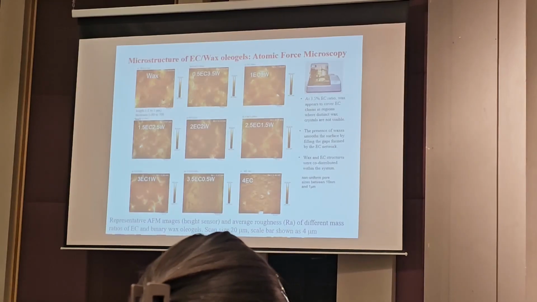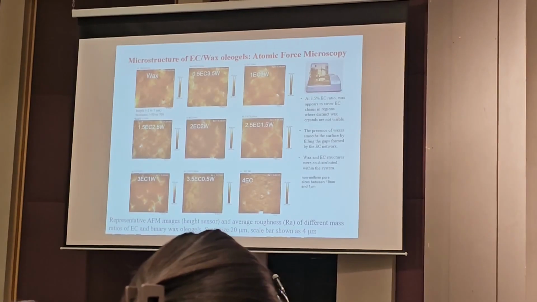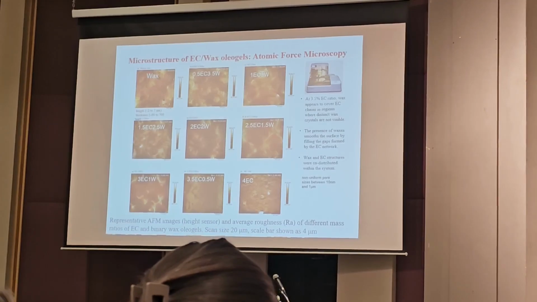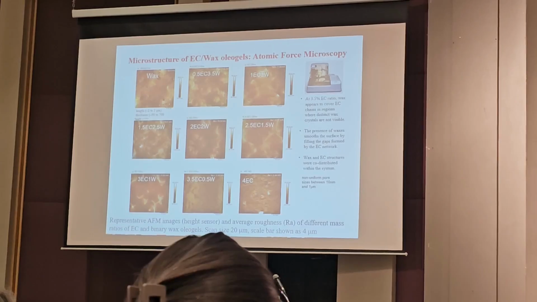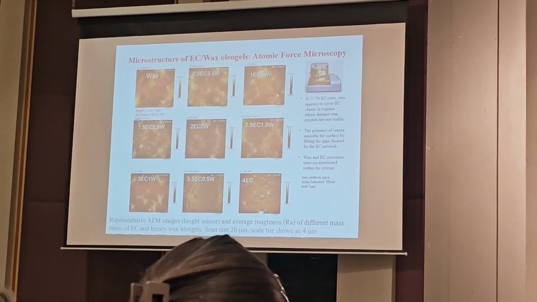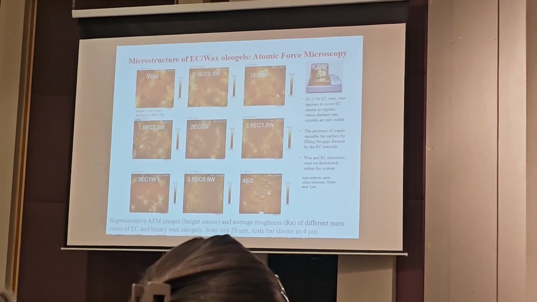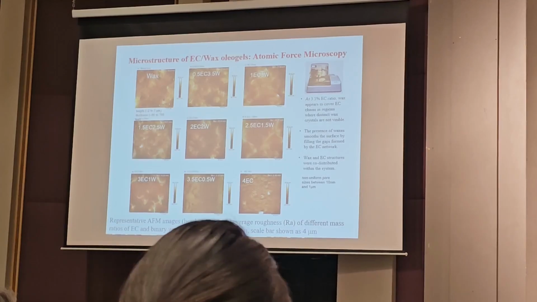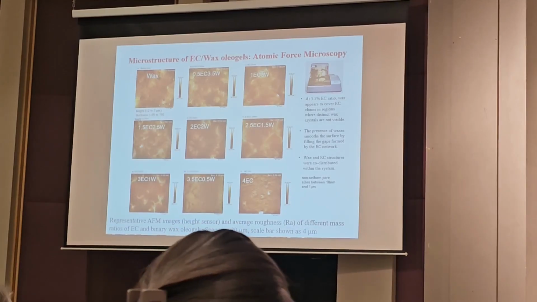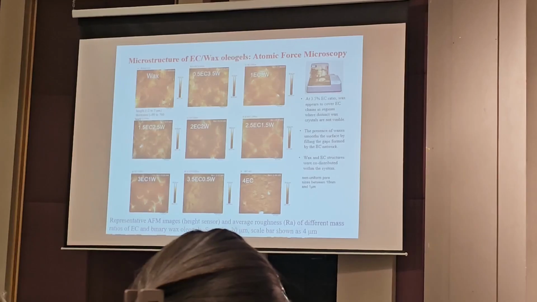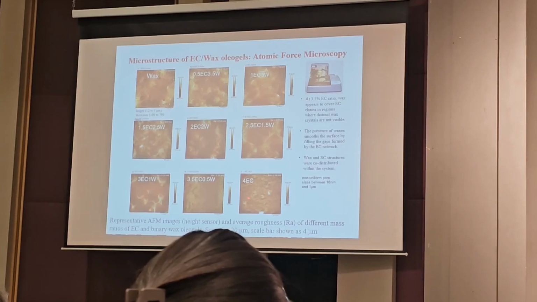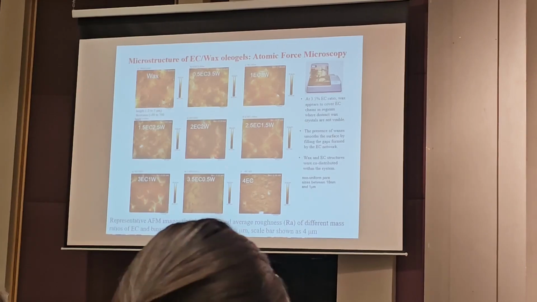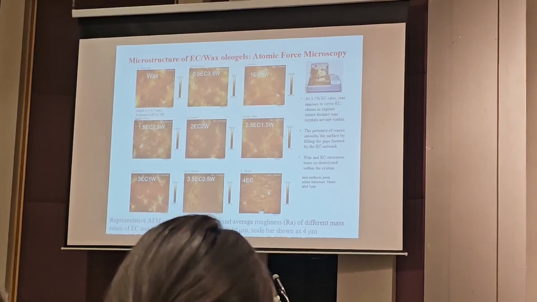These are some pictures made with atomic force microscopy. We take the oleogels and put them under atomic force microscopy, and it gives us some insights about the coarseness and also the structure of the oleogels. And we can see if we have, let's say, wax crystals or if they have been suppressed in terms of crystallization. This one is 100% wax, and this one is 100% EC. You can see that the structure is different.